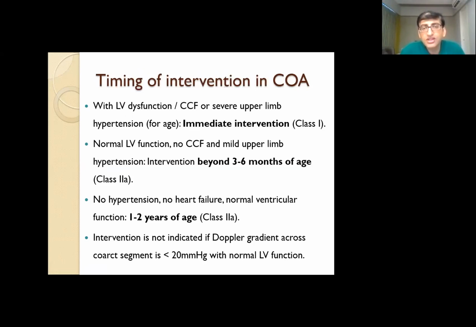Similarly, in case of coarctation, depending upon the age of the presentation, neonatal coarcts need to be treated immediately because there is a risk of severe LV dysfunction and death. In case of older people, we need to intervene depending upon the symptoms. So if there is LV dysfunction or CCF or upper limb hypertension, we need to intervene. If the LV function is normal, there is no CCF, and there is mild hypertension, you can follow up and do it at a later age, after 6 months of age.